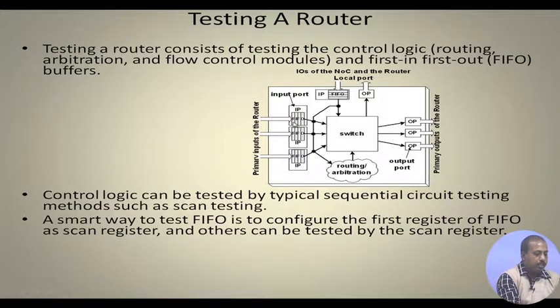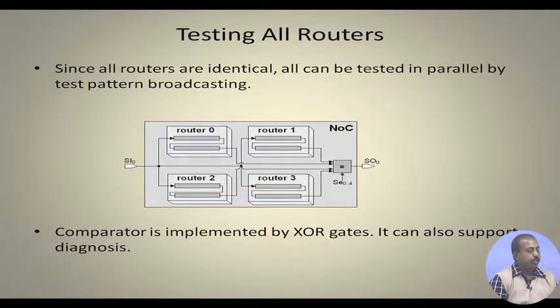Now, since it is a FIFO, there is a facility provided in this module so that the content of the first location can be shifted to the second one, to the third one, to the fourth one. So, if you load a particular scan pattern here and then transfer it by shifting to the lower FIFO cells, then that way all the FIFO locations can be tested. So, this is the FIFO operation. This is the overall crux of the router testing.